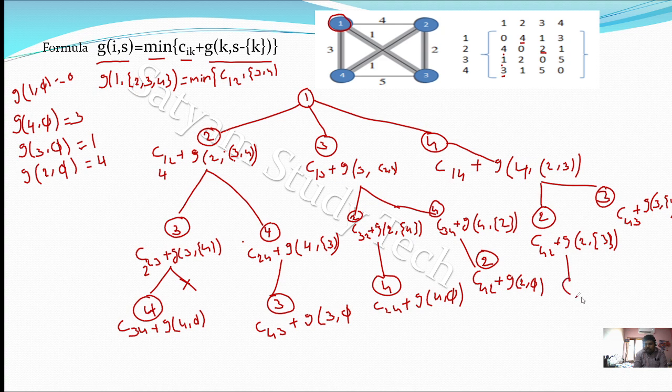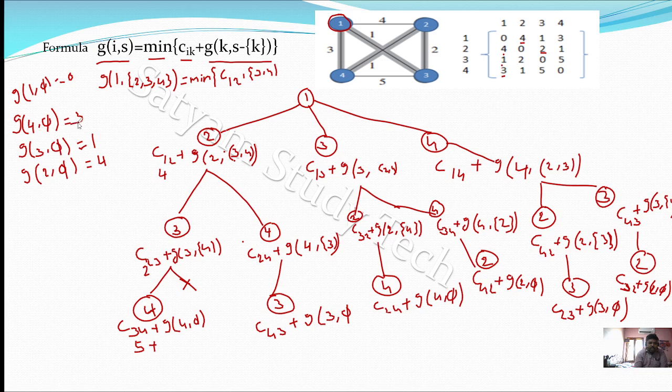Like that, here also we have vertex 3, and C of 2 to 3 plus G of 3 to pi. Here also you can see the unvisited vertex is 2, and 3 to 2, the cost of C of 3 to 2 plus G of 2 comma pi. So you can see here C of 3 4, you can see the value in this matrix, 3 4 value is 5. Here it is 5 plus G of 4 pi.